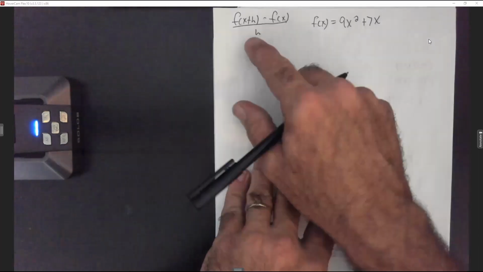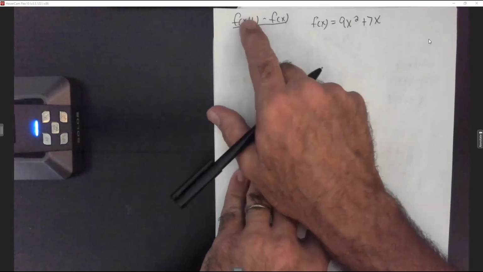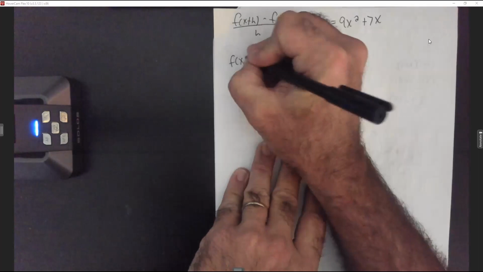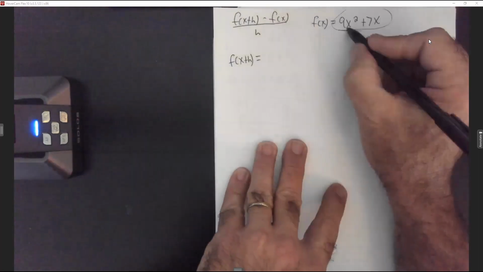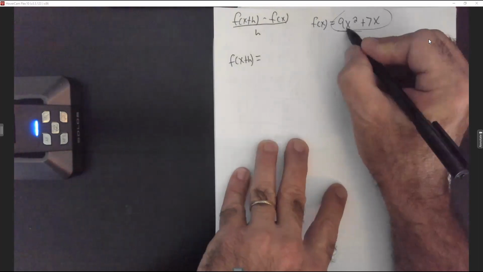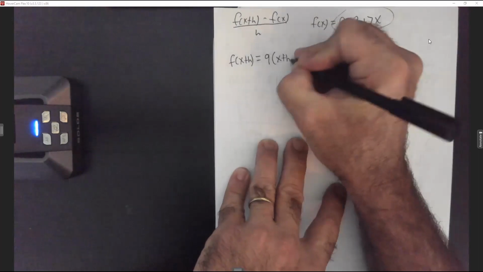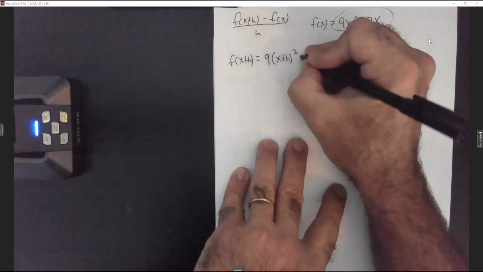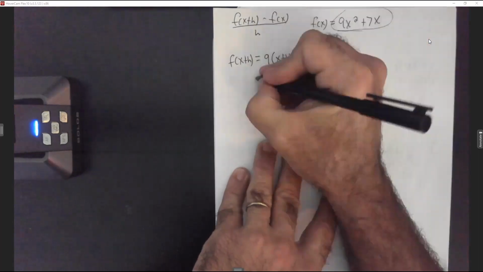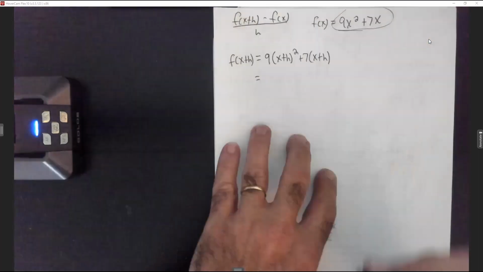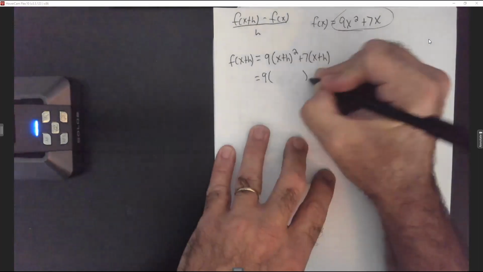The bottom's always h. So what we got to find is f of x plus h. So to find f of x plus h, we need to take f of x and put x plus h in for both of those x's. So that'll be 9 times x plus h squared plus 7 times x plus h. So the first thing I got to do is FOIL this thing out and see what that's going to give me.